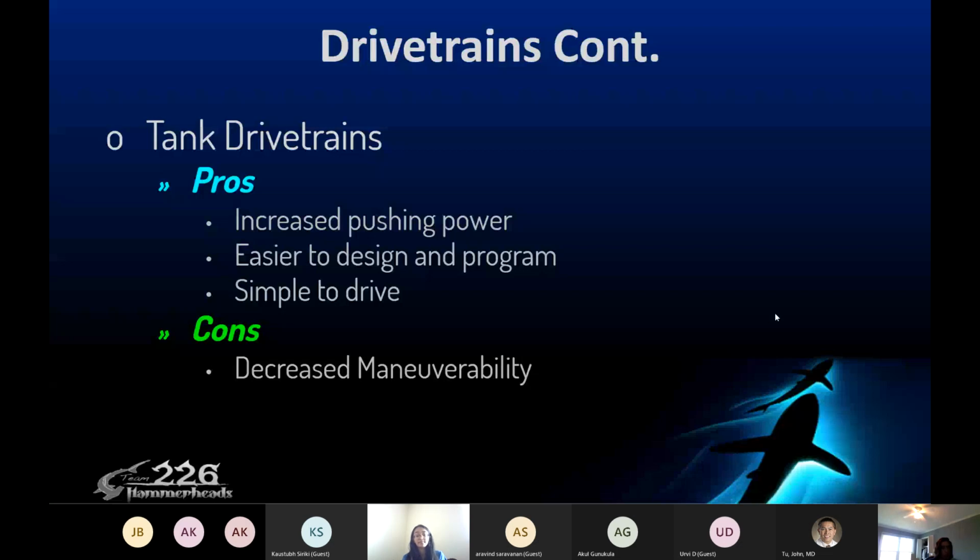Brandon, next slide. Okay, I think it's just taking a little while to load.